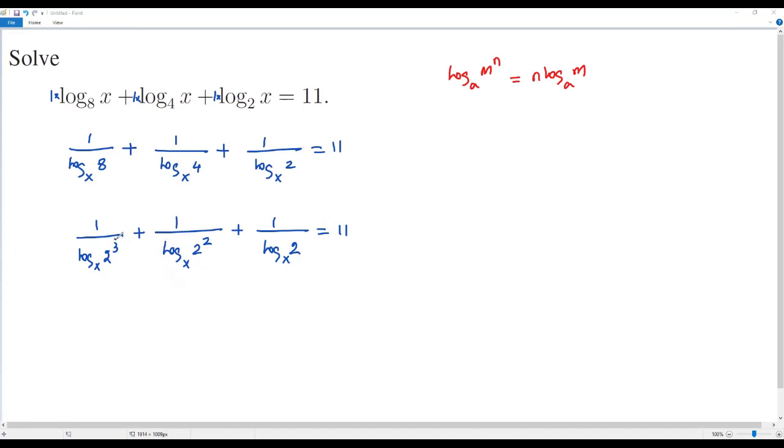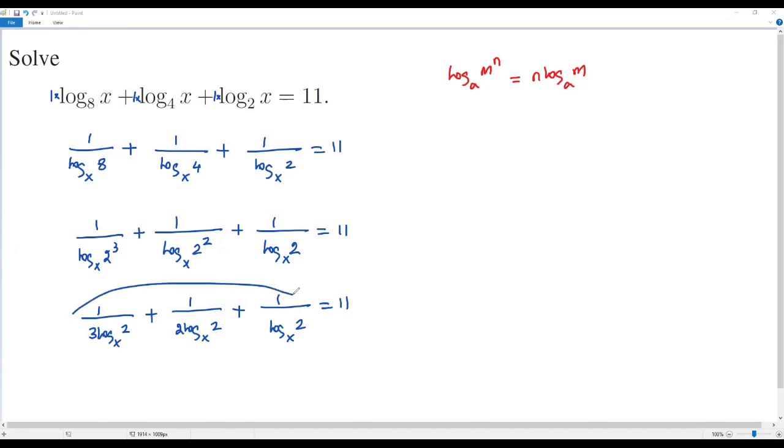Here the argument is a power, that is 2 to the third power. We can move this exponent 3 in front of the logarithm. Then we get 3 times log base x of 2, plus, here we can move this exponent 2 in front of the logarithm. Then we get 1 over 2 times log base x of 2, plus 1 over, we can write this one as it is, that is log base x of 2, equals 11.